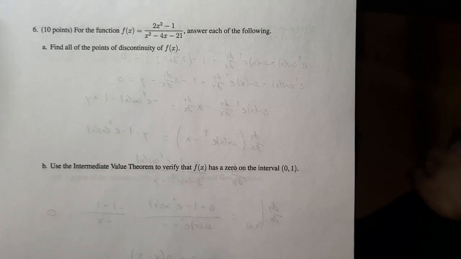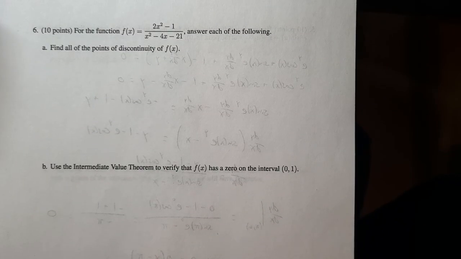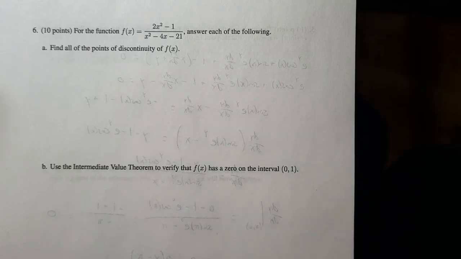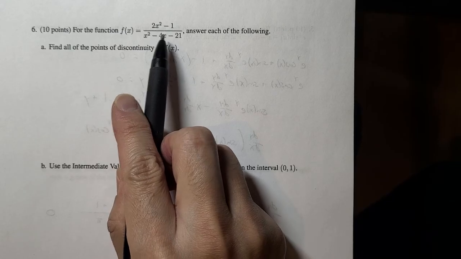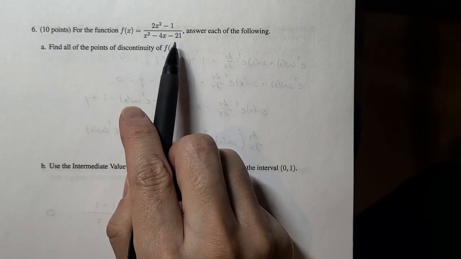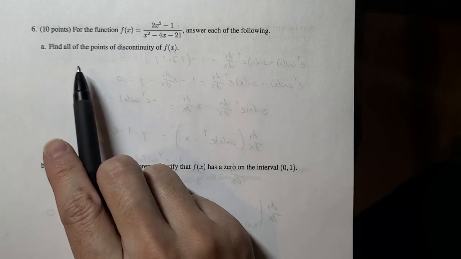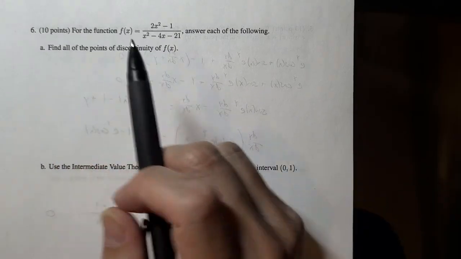Okay, let's finish this sample final. We left off on problem number 6. So we're given this function, 2x squared minus 1 over x squared minus 4x minus 21. Find all points of discontinuity.